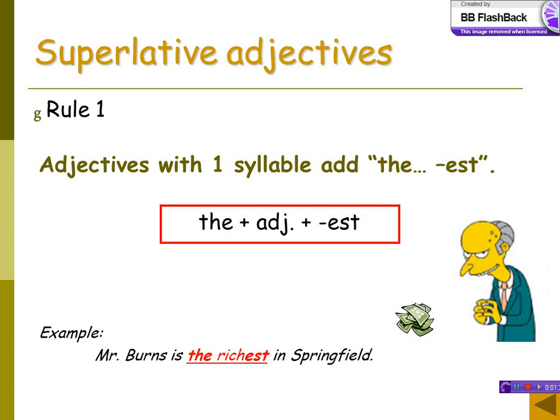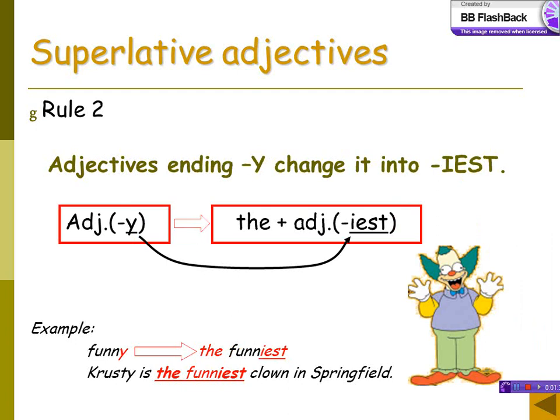Let's continue. It's rule number 2. Okay, this is related to the adjectives with y at the end. If we have an adjective ending with y, we cross out the y and put iest. Again, if we have the letter y at the end of the adjective, we cross it out and put iest at the end. So the rule will be the plus adjective plus iest, and of course we have to cross out the y before putting the iest.